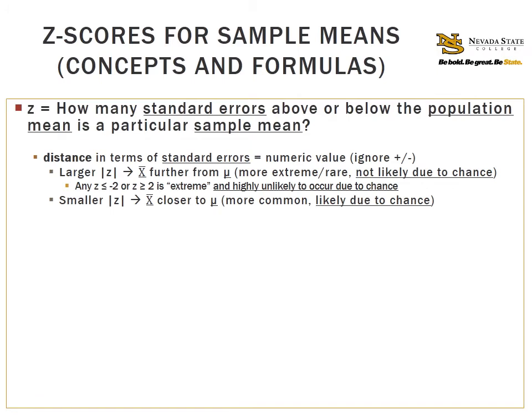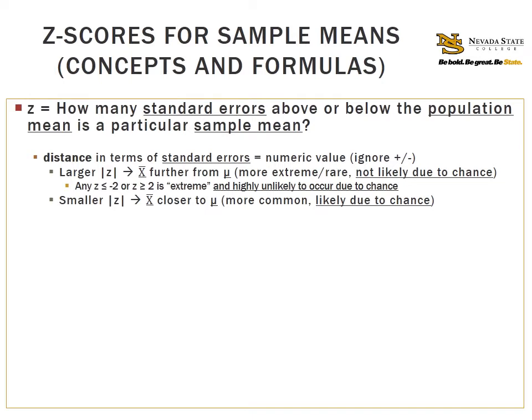Now our distance is in terms of standard errors. But when we talk about distance, we still ignore positives and negatives. So the larger your z-score is, the further away that particular sample mean is from the population mean. It's more extreme. It's more rare. If we actually took a sample, manipulated them, and then they got a large z-score, that means it's not likely that we got that mean due to chance. It's rare that it would occur due to chance. So we could be confident that it's actually probably due to what we manipulated, and that mean isn't something that would have been in the sampling distribution from the original population.